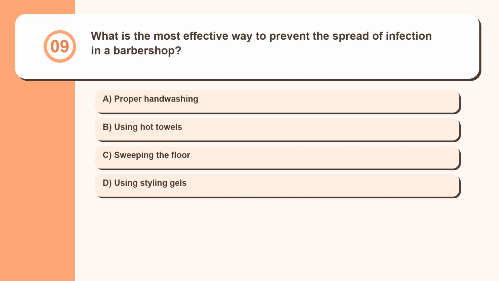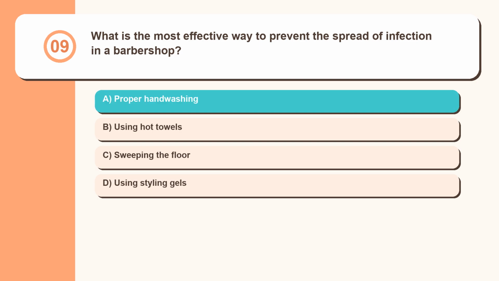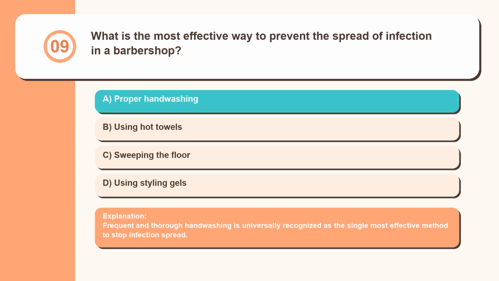Question 9. What is the most effective way to prevent the spread of infection in a barbershop? Proper hand washing, using hot towels, sweeping the floor, using styling gels. Frequent and thorough hand washing is universally recognized as the single most effective method to stop infection spread.